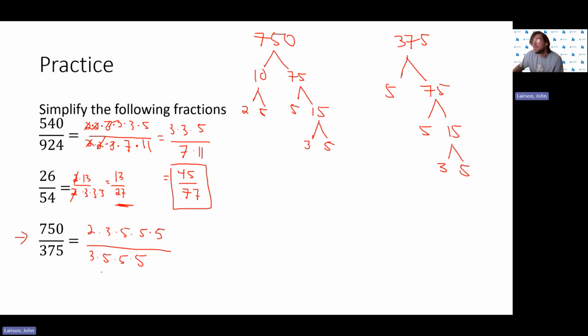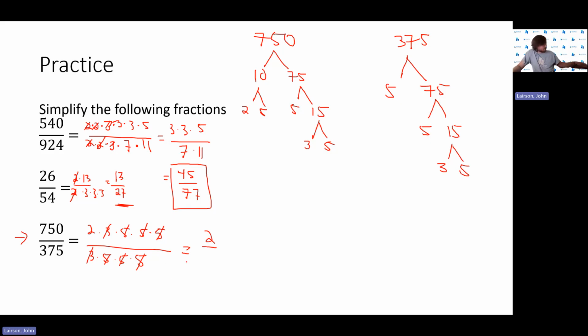So now I'm canceling. We have nothing cancels with the 2, right? The 2's on the bottom, but I can cancel this 3. I can cancel this 5. I can cancel this 5. I can cancel this 5. What's left here? 2. 2 on the top. Again, I don't have anything left on the bottom.